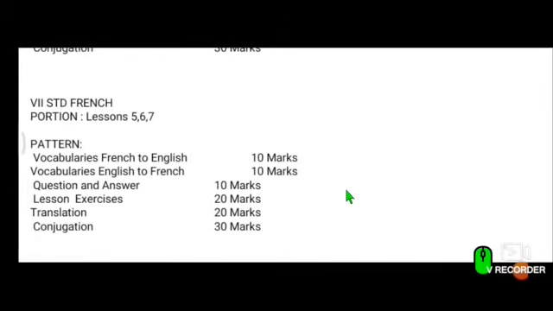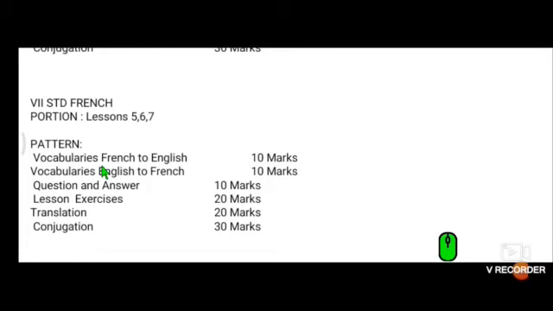Today we are going to discuss the portion and pattern, as well as revise some vocabularies and whatever we could cover. So the 7th standard French portion will be lessons 5, 6 and 7. Lesson 5 we have already seen in the second midterm, so we will be revising lesson 6 and lesson 7 today.